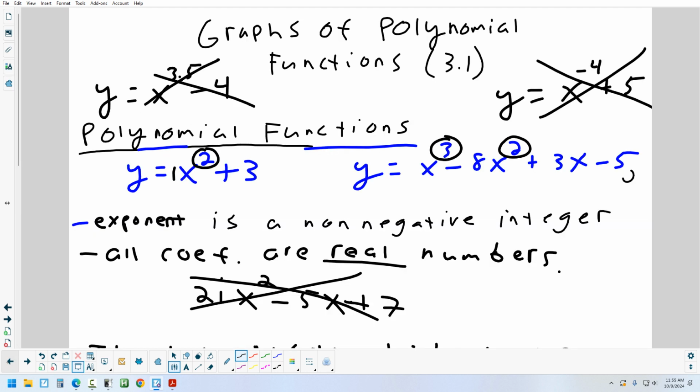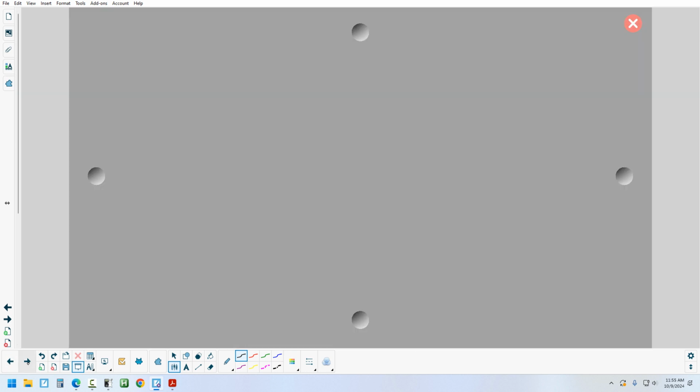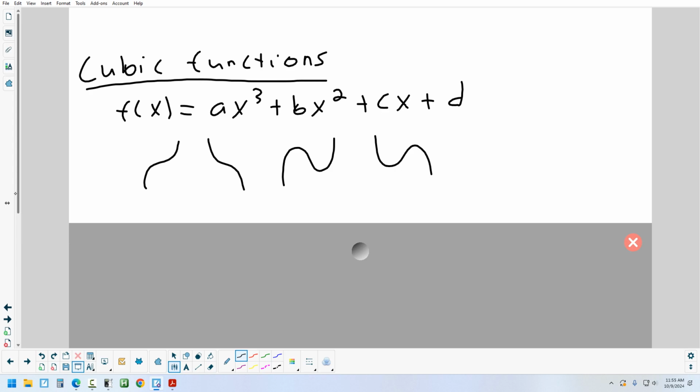So cubic, did I skip quadratic? We've looked at quadratics a lot. Those are like U-shapes. Cubics look like that. The degree tells you how many times the graph could cross the x-axis. Imagine you had an x-axis right there. How many times does that axis cross that graph?